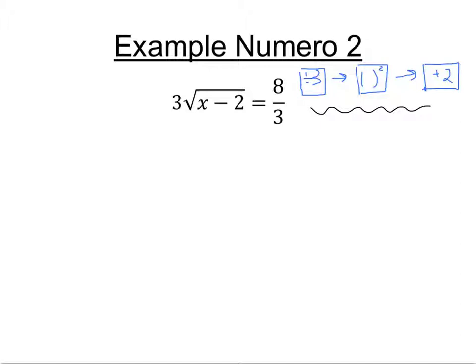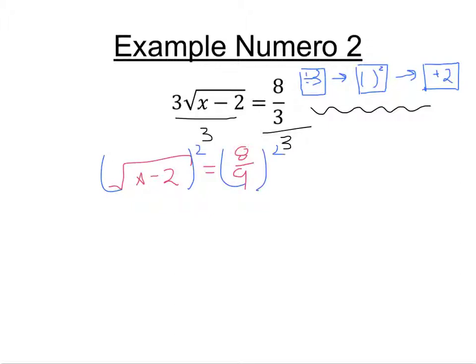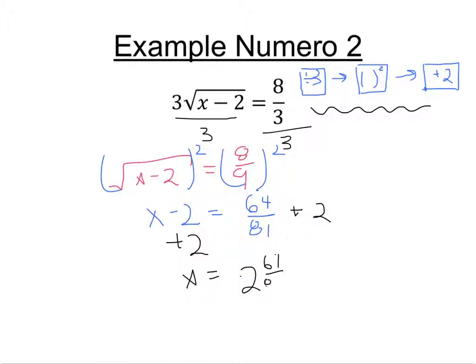Okay, so first we should be dividing by 3 on both sides. That will give us the square root of x minus 2 on the left-hand side and 8/9 on the right-hand side. Then we're going to square both sides. That gives us x minus 2 on the left-hand side and 64/81 on the right-hand side. Last, we're going to add 2 to both sides. So our final answer should be x equals 2 and 64/81. You rock!